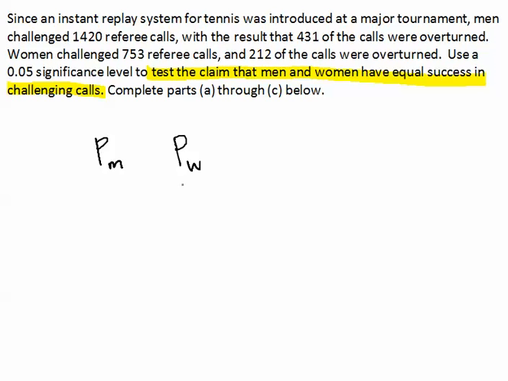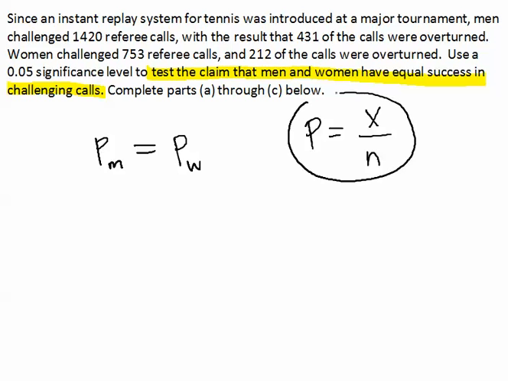And if we're saying that they have equal success, then I'll say that the proportion of men is equal to the proportion of women, and I'm referring to the population proportion of successes. Now remember that proportion in general is determined by the number of successes divided by the total number of possible outcomes. And this little thing is going to show up in just a moment anyway.